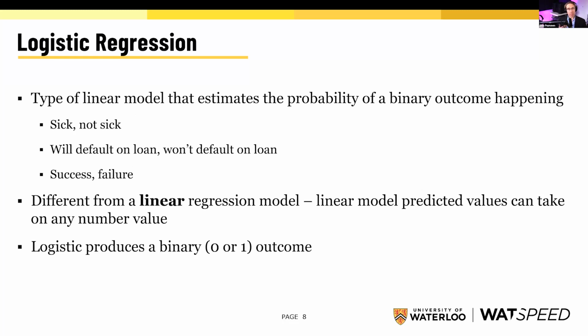Now, what is a logistic regression model? Well, this is a type of linear model that will help us estimate the probability of an outcome happening. And this outcome in this case is a binary outcome. Yes or no, true or false, sick or not sick, will default on loan, won't default on loan, success, failure. So this is different from a linear regression model. In a linear regression model, our predicted values can take on any range of value. Logistic is going to produce a binary outcome, 0 or 1, true or false, that we can then find a probability for. So when we ask the algorithm to predict the outcome, we can also ask, what is the probability of this outcome? We'll also be able to train our model and see how often we expect false positives, false negatives, true positives to occur. We'll get into that in a few minutes.